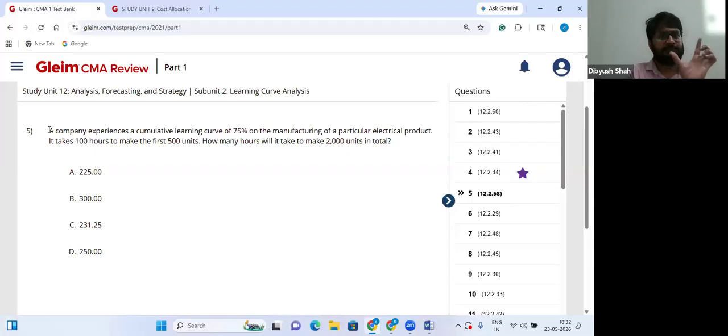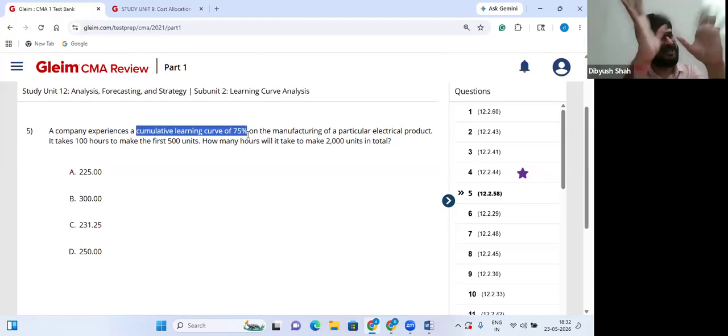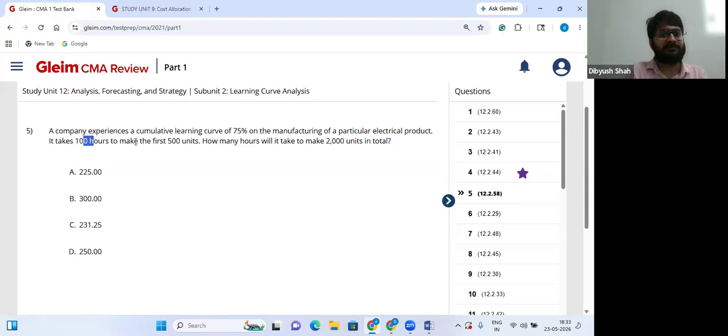Done? Photo done? Now see, a company experiences a cumulative learning curve, that means learning curve of 75, on the manufacturing of a particular electrical product. So learning curve is given. Now they are telling it takes 100 hours to make the first. How many hours will it take to make 2000 units? So they are asking total time for 2000 units. Homework. You will need to reach step by step, you will reach. Clear? Any doubts with the question? Good.